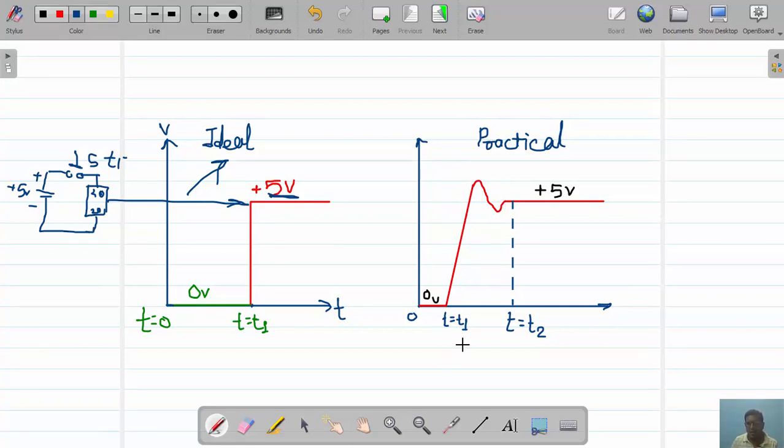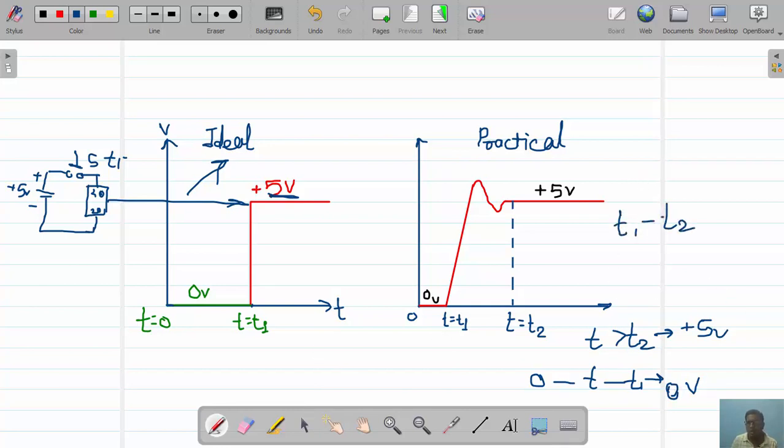No doubt after T2, when my time t is greater than T2, plus 5 volt supply is given, and when the value of t is between 0 to T1, 0 volt supply is given to this microcontroller based system. But what is there between T1 to T2? Between T1 to T2, the supply gradually goes on increasing, with some variations. It is going to attain some maximum value, minimum value, and then slowly settle down to the rated specification.